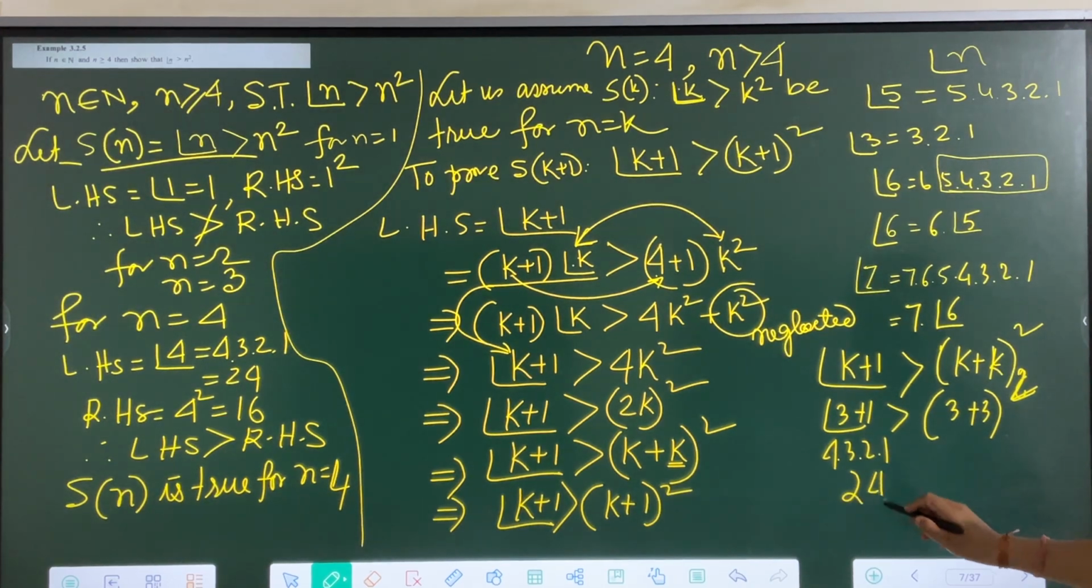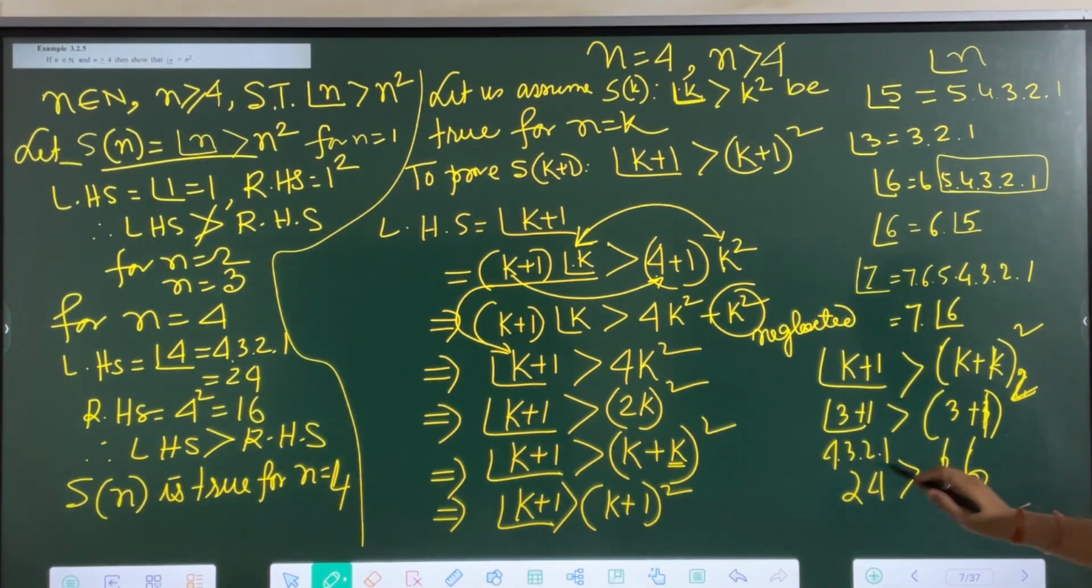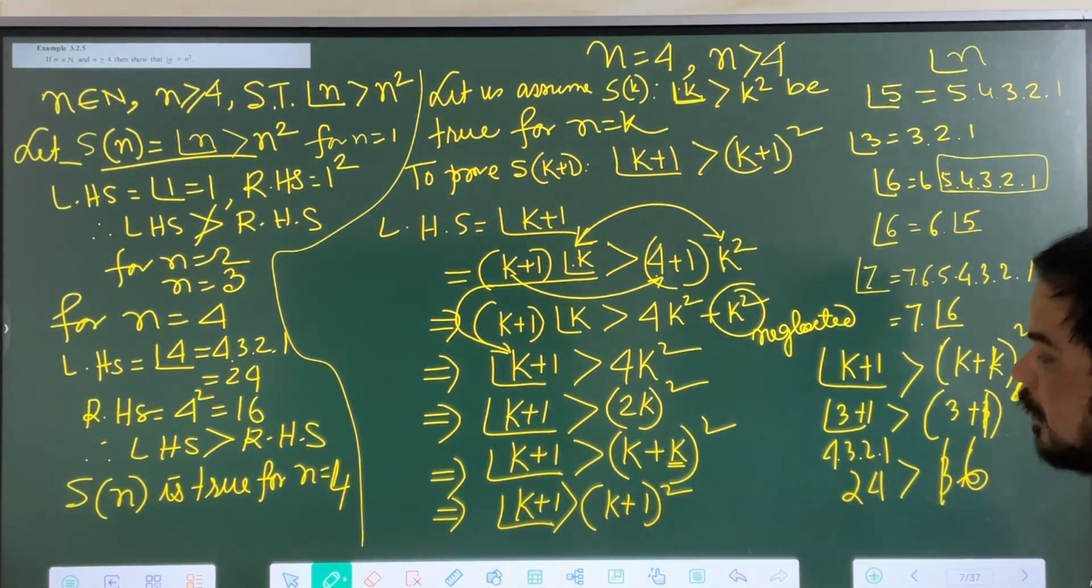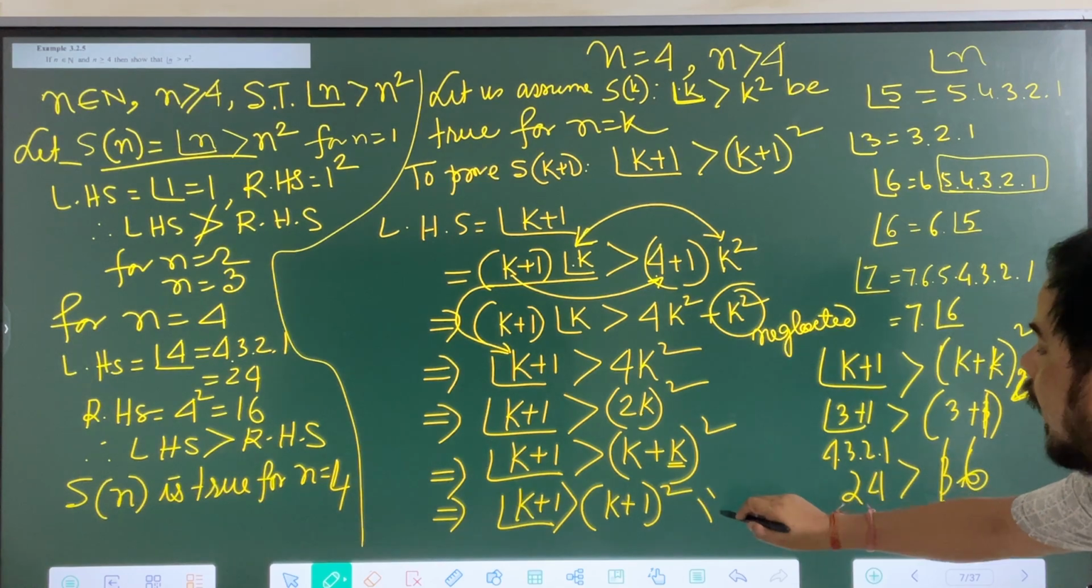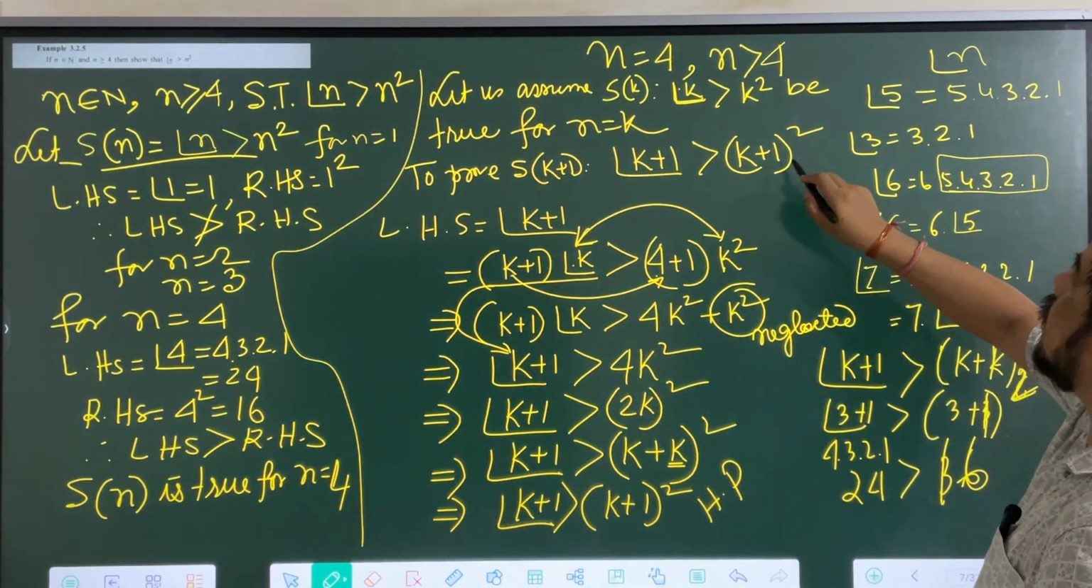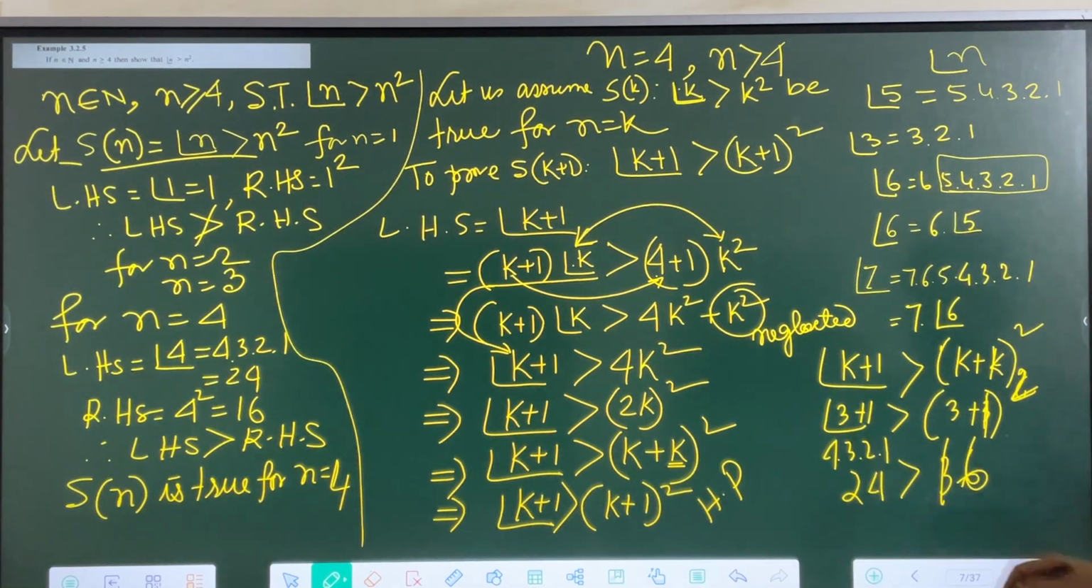This side 24 and this side 36, it cannot be done. 24 is smaller than 36. So if we write 3 plus 3, we cannot do that. If it is 3 plus 1, then only it will be correct. 3 plus 1 is 4, 4 square is 16. Then 24 is greater than 16. That is why in place of K, 1 is taken. That is what we have to understand. Hence proved: factorial K plus 1 is greater than K plus 1 whole square. This is the example. Please repeat, please revise, then you will understand.